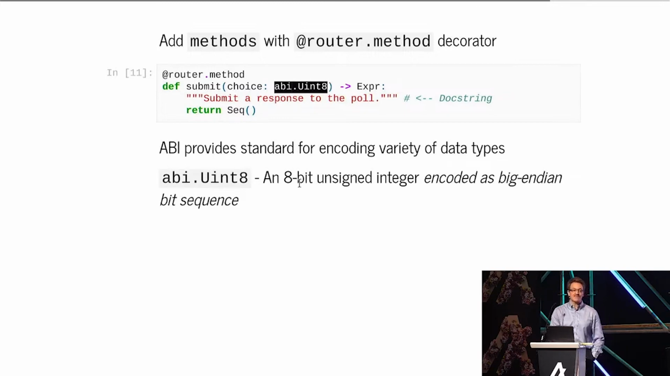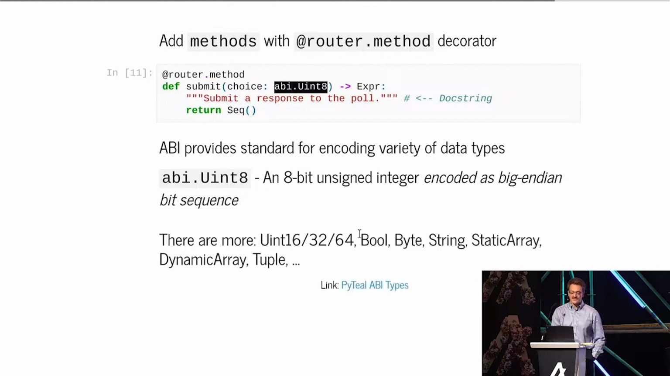Well, the ABI provides a variety of rich types that are encoded in a prescribed fashion. So the uint8 is an 8-bit big endian unsigned integer. There are many others. There are uints of other sizes, 16, 32, and 64. You've got booleans and bytes and different kinds of arrays and tuples and strings. The doc that Ryan showed before has all that information in there.